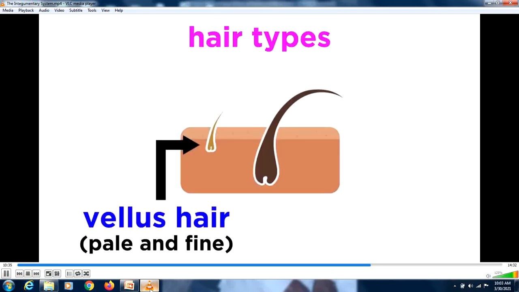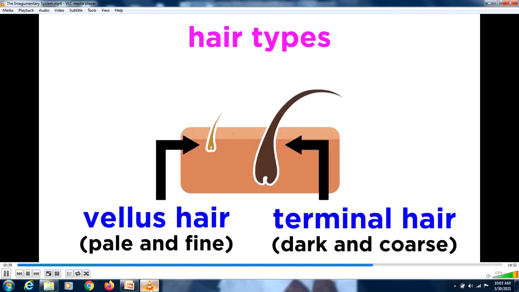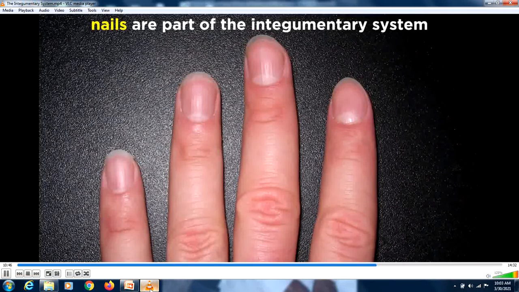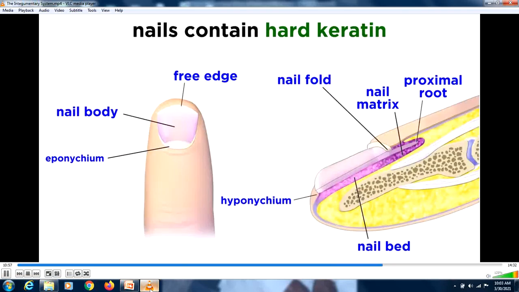Hair can either be vellus hair, which is pale and fine, or terminal hair, which is darker and more coarse, like hair of the eyebrows and scalp. The nails found on our fingers and toes are also part of the integumentary system. These are products of a modification of the epidermis. Just like with hair, in contrast to the soft keratin of the skin, nails contain hard keratin, making them great tools for scratching or picking up objects.